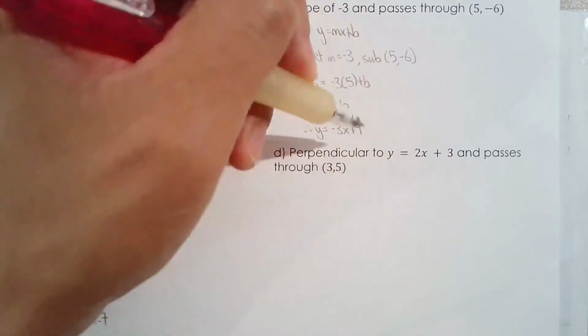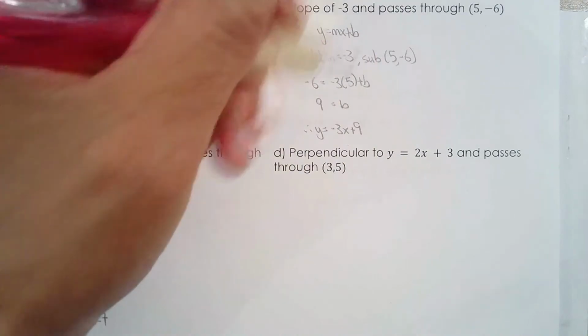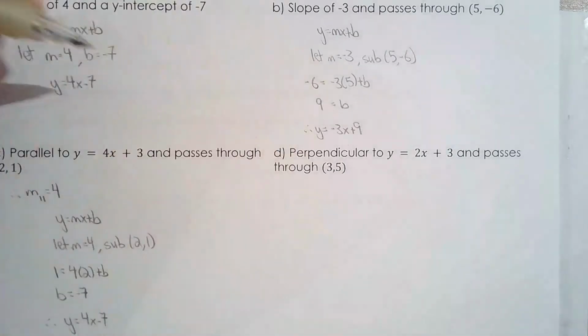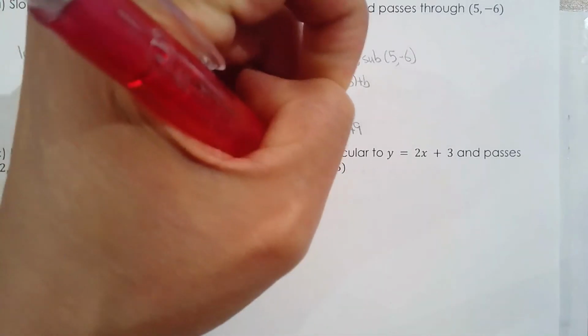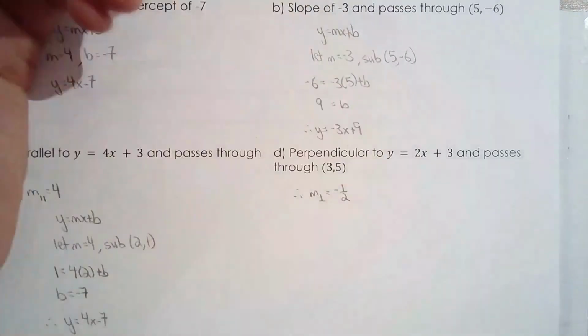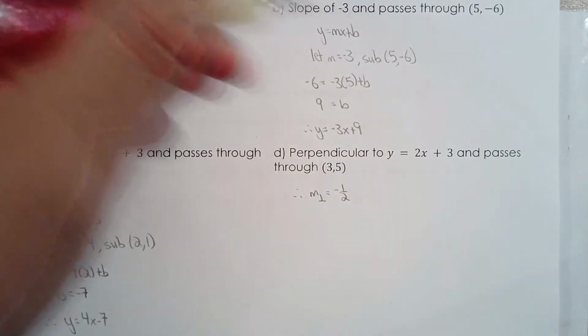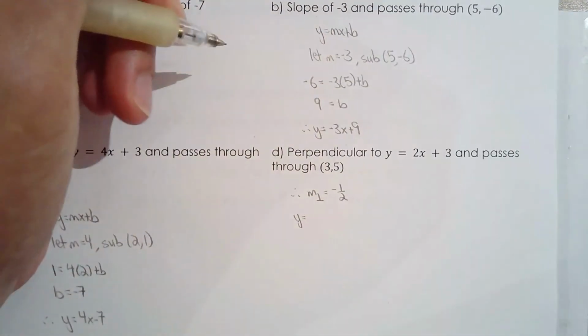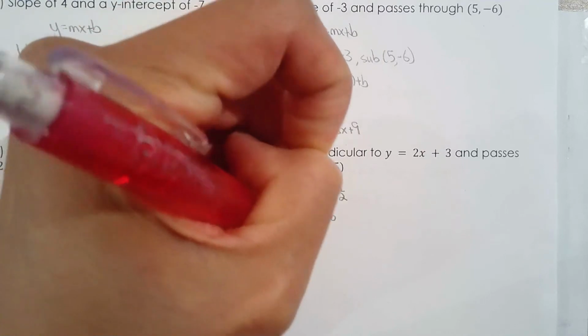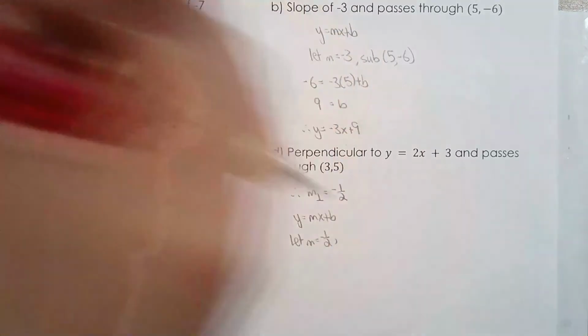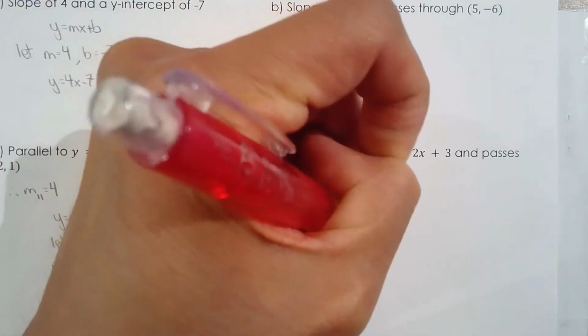Ooh, this time my line is perpendicular to y equals 2x plus 3, and it passes through (3, 5). So hopefully you remember the perpendicular slope is the negative reciprocal of 2. So -1/2 times 2, the product is -1, so these two are negative reciprocals. So we can start with y equals mx plus b. Let m equal -1/2, that's our slope, and we're going to sub in the point (3, 5).